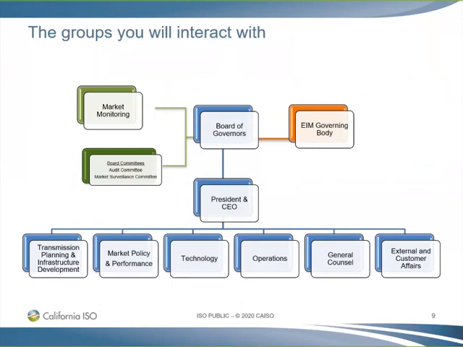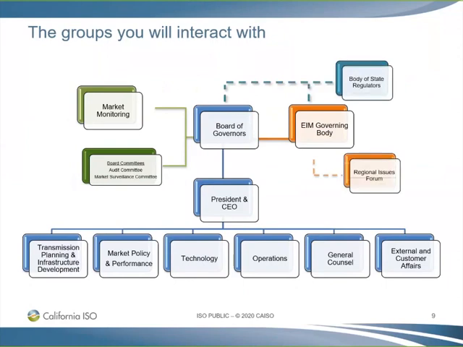The main task of the Audit Committee is oversight of the ISO's budget and financial operations, while the Market Surveillance Committee provides the board with independent oversight of the market. The EIM governing body is ancillary to the Board of Governors and exercises delegated authority from the Board of Governors over Western energy imbalance market rules. There is also a body of state regulators that includes representation from 8 states responsible for advising the EIM governing body and ISO board on matters of interest. There is also a regional issues forum that is the public vehicle for stakeholders to discuss EIM-related issues, including impacts to neighboring balancing authority areas.